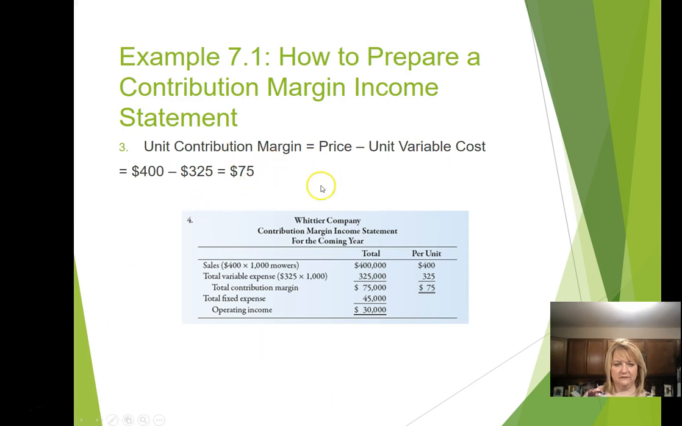And here it is illustrated. The total, and then per unit, and this is for the coming year for Whittier Company. So this gives you an illustration. The total contribution margin is $75,000. That's the sales, 400 times 1,000 mowers, which is $400,000, minus the variable expenses, 325 times 1,000. The contribution margin is that $75,000.